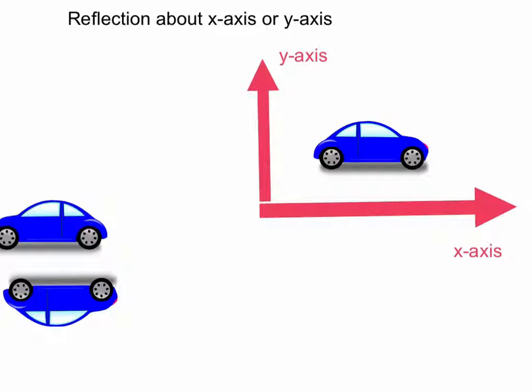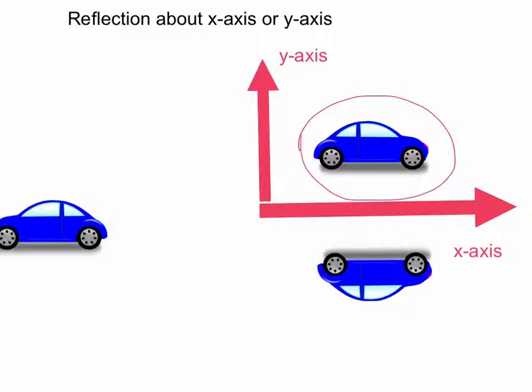Let's take this car as an example. This car is first reflected about x-axis. So, the image will look like this. The image will turn upside down, and also the image and the object will have equal distance from the x-axis. That means this and this should be the same.